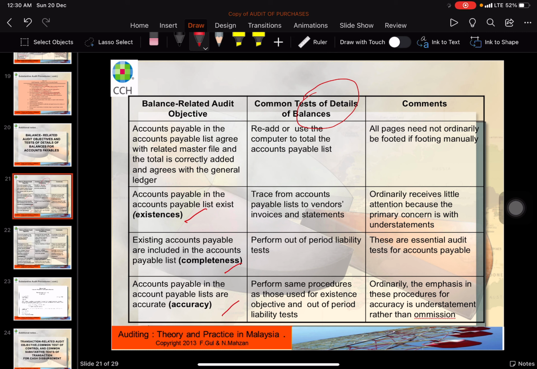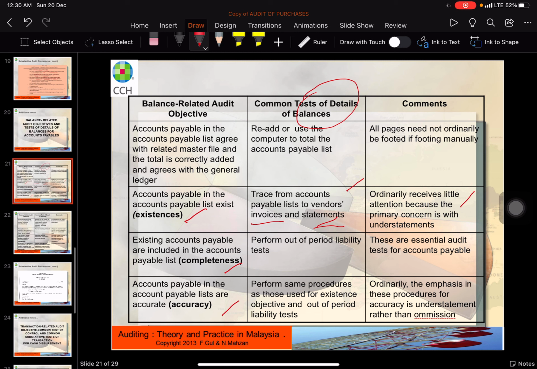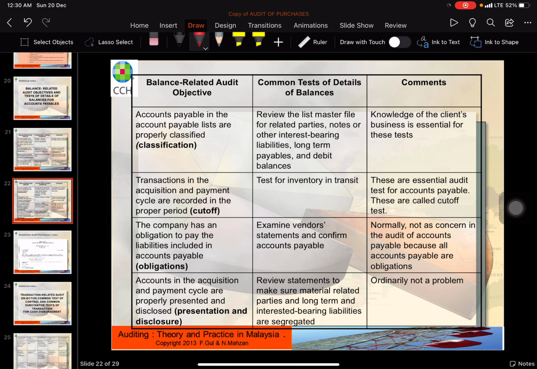So what we can see here, for example, for accounts payable, the accounts payable should exist. So trace the accounts payable list to the vendor invoices and statements. From the list, we trace back to the invoice and the statement. The comment is that ordinarily this receives little attention because the primary concern is with understatement. So we check back the related documents. The classification, cutoff and disclosure, you can read on your own.